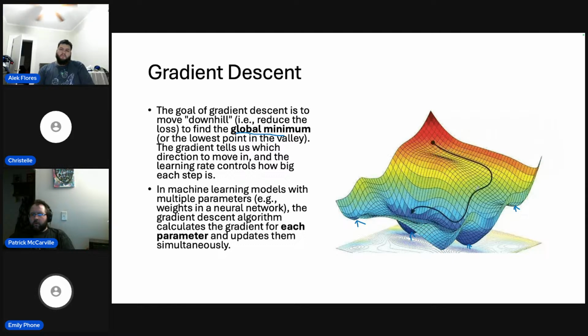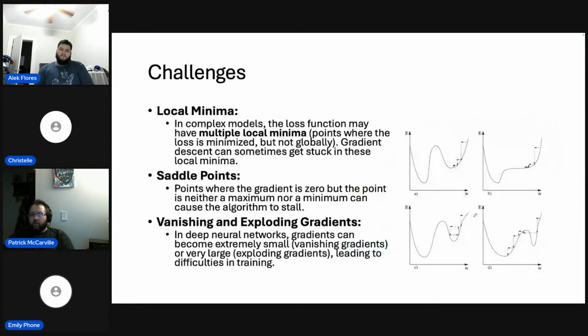There are quite a few things that can make this challenging, and there are times when we will get stuck. I think I actually have a slide for that. Yeah, here we are. There are some challenges. There's probably more than this, but here are a few challenges.